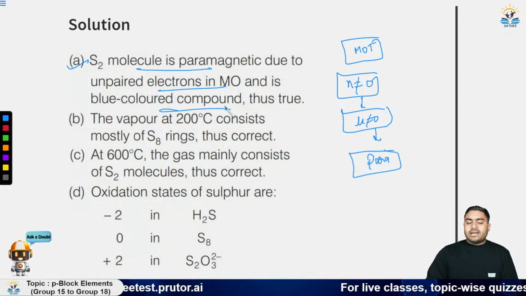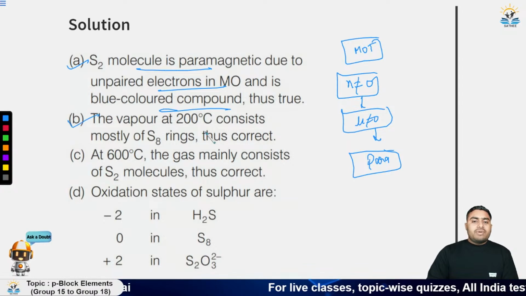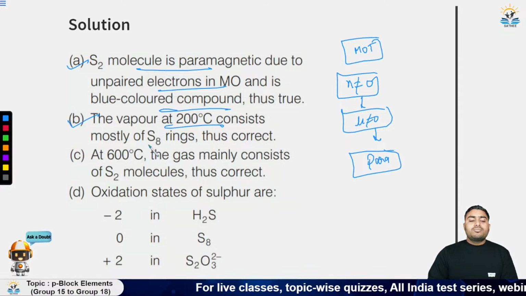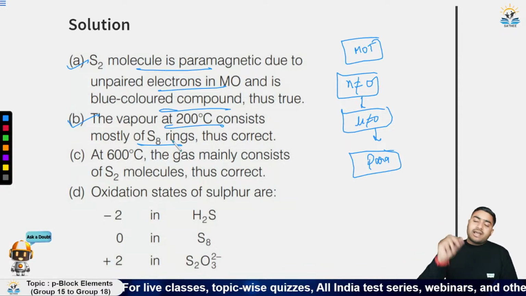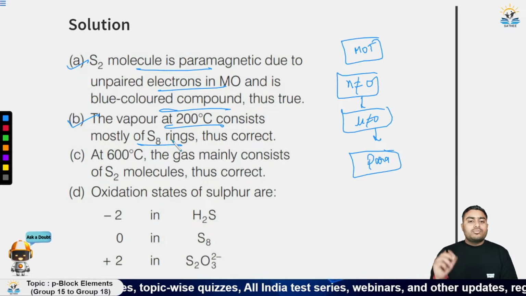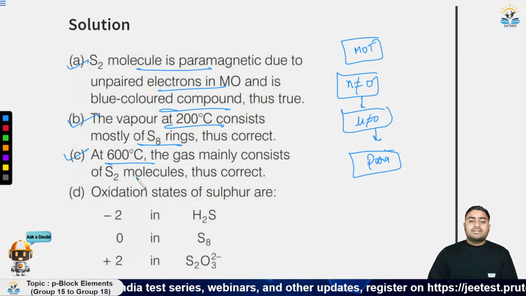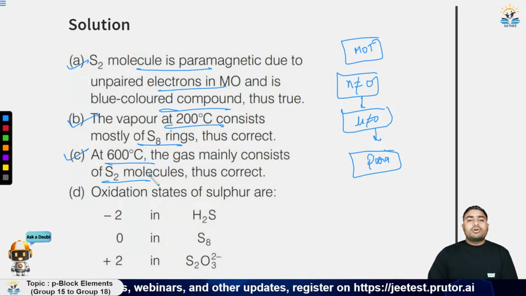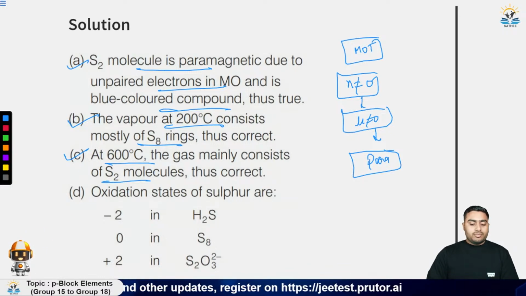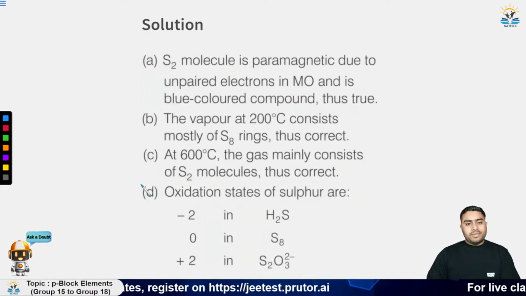And it is blue colored actually, so that is true. The vapor at 200 degrees Celsius consists mostly of S8 rings. That is also true. At 600 degrees Celsius, the gas mainly consists of S2 molecules. This is also correct. You have to remember the temperatures, again I am repeating, okay?